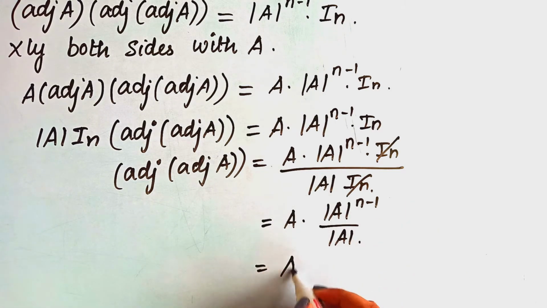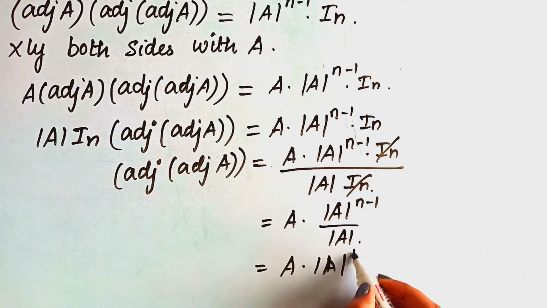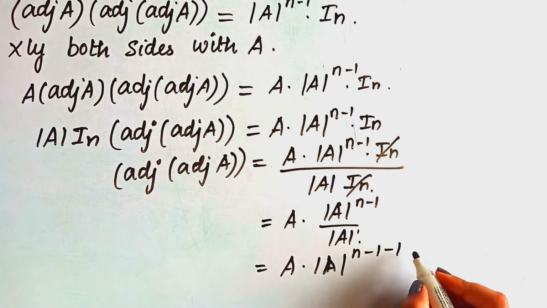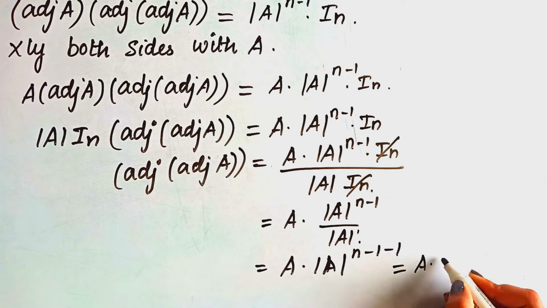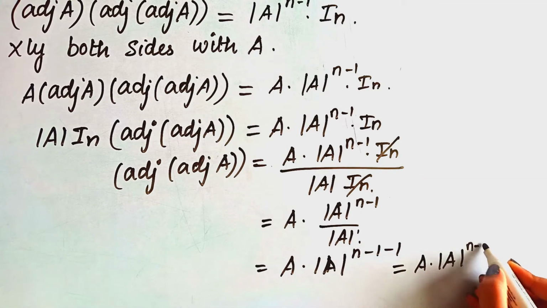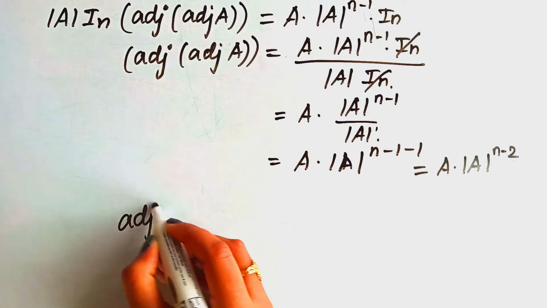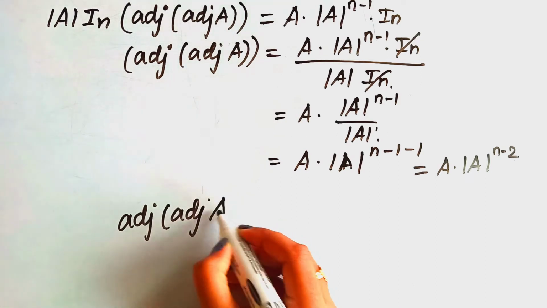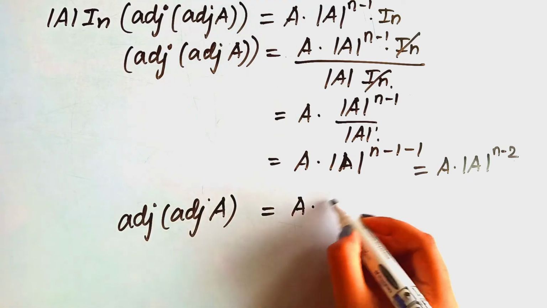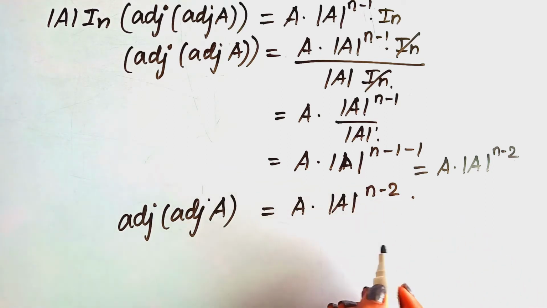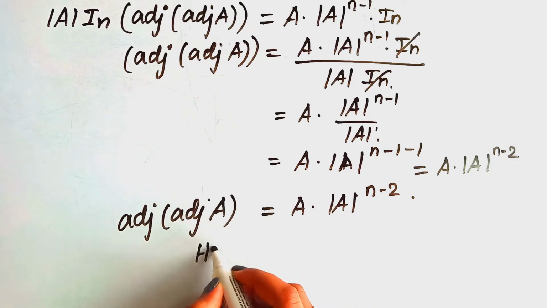So what you will get, A into determinant of A power. Here there is already n minus 1, and here there will also be 1. If we subtract it, it will be another minus 1. So therefore you'll get the answer A into determinant of A power n minus 2, right? So therefore adjoint of adjoint A is equal to A into determinant of A power n minus 2. So this is what we have to prove, and we have proved, therefore you can write it as hence proved.